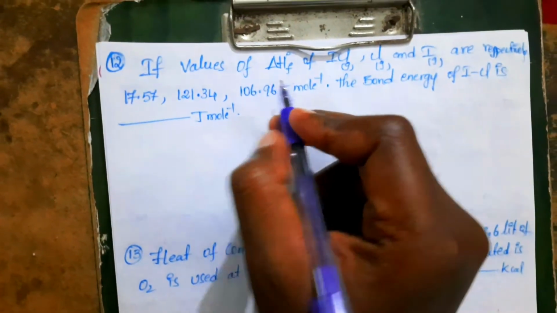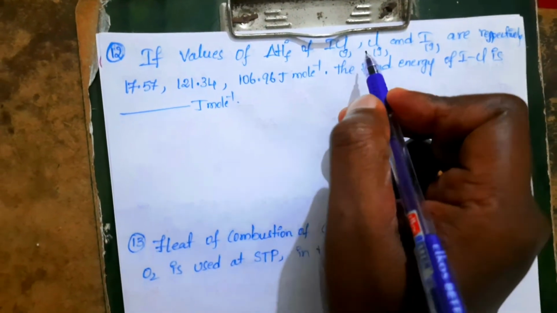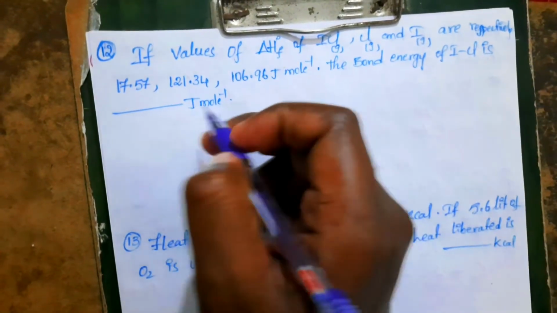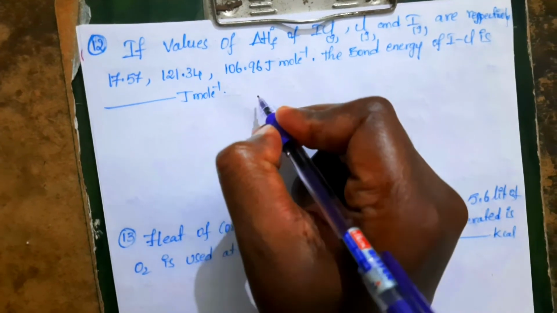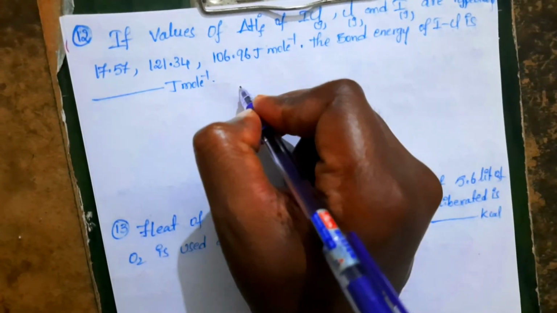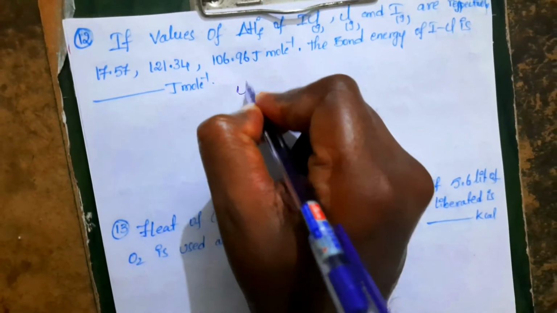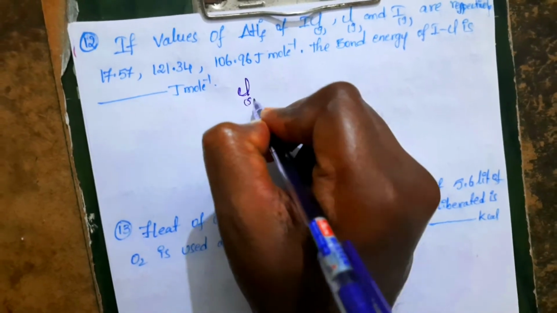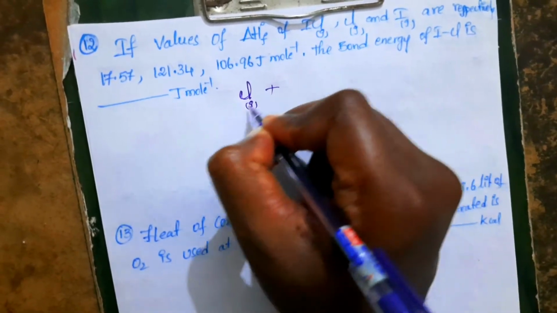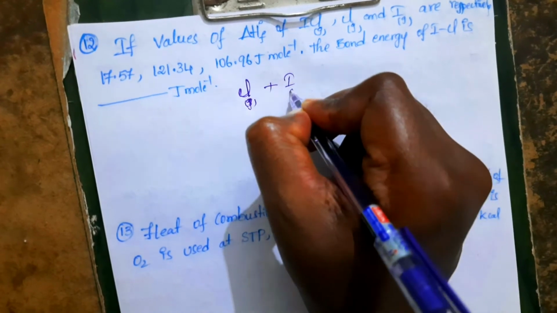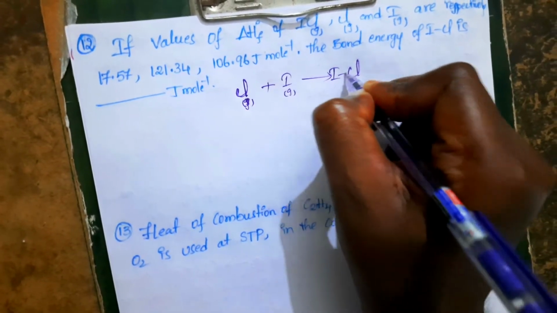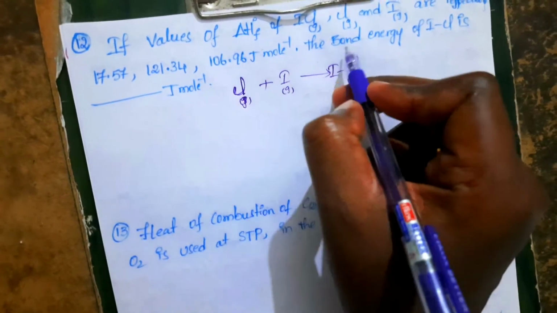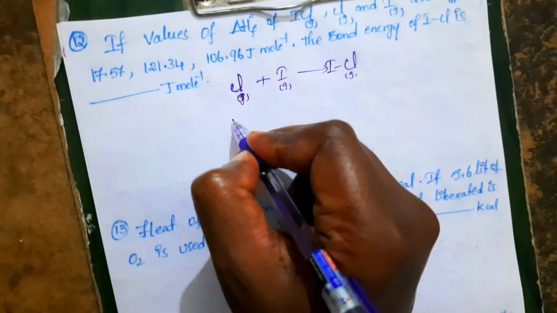Now if values of enthalpy of formation of ICl, Cl and I are respectively given, the bond energy of ICl is how much they are saying. How are you going to get that ICl here? Whenever this chlorine gas combines with iodine in gaseous state, then we will get ICl. Now what they are asking here is the bond energy of ICl.